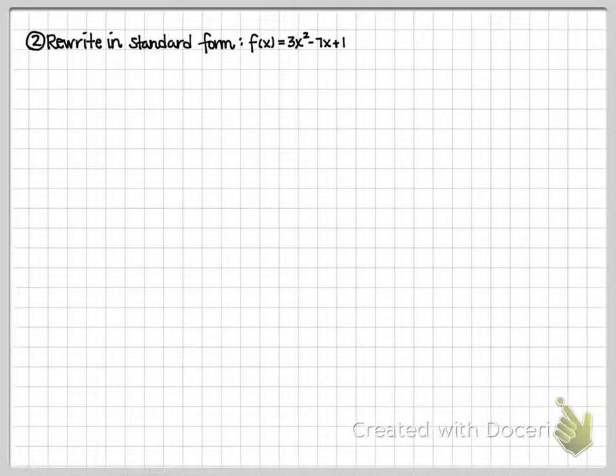I'm going to do the same again on my next example. Same process, the exact same thing. So bring down my f of x. Well, let's go ahead and group those 2 together first. And then take out the leading coefficient. And then just bring down your 1.